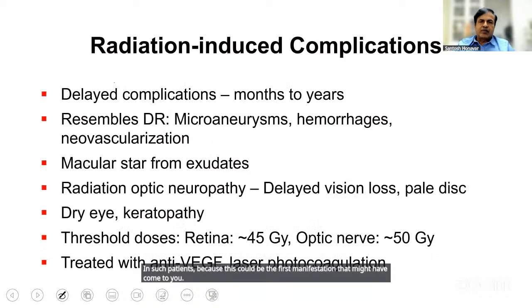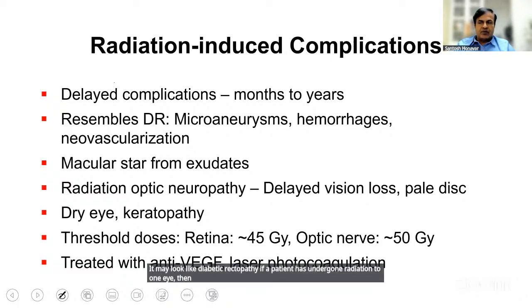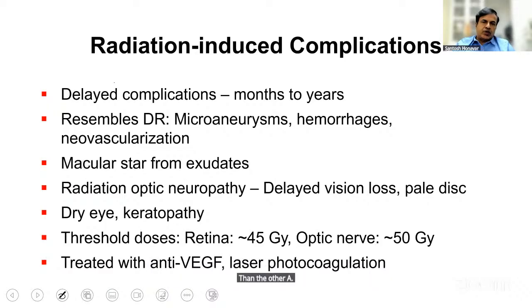Complications of treatment, I'll be very brief. Well, radiation-induced complications, most important would be radiation retinopathy. It may look like diabetic retinopathy. If a patient has undergone radiation to one eye, then there would be acceleration of diabetic retinopathy. It will be more advanced than the other eye. So radiation retinopathy is one of the complications, apart from dry eye and keratopathy, as consequences of radiation.